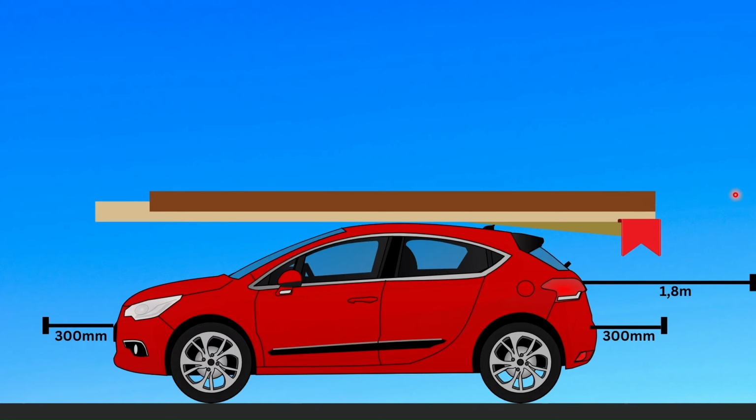As you can see in this diagram, the maximum distance that the load may project to the rear of the vehicle will be 1.8 meters. And again, in this case, it is well below that.